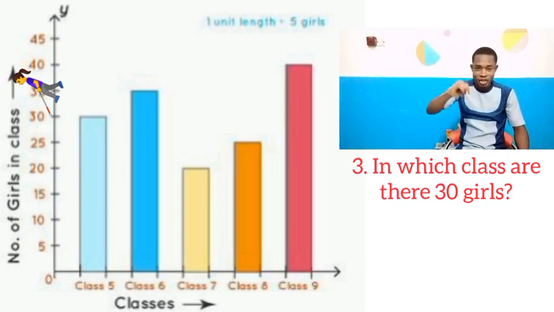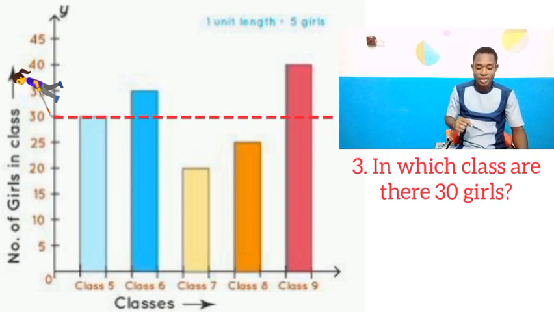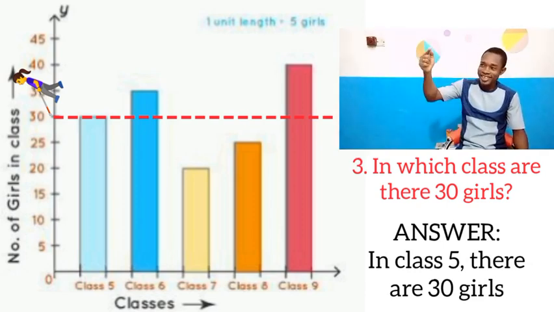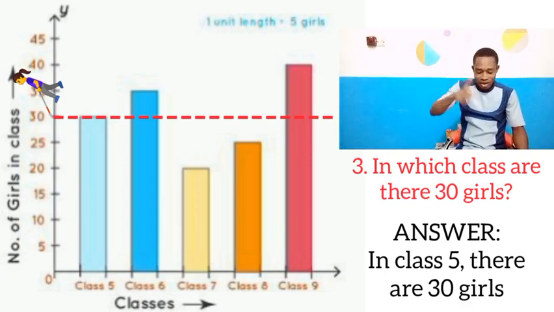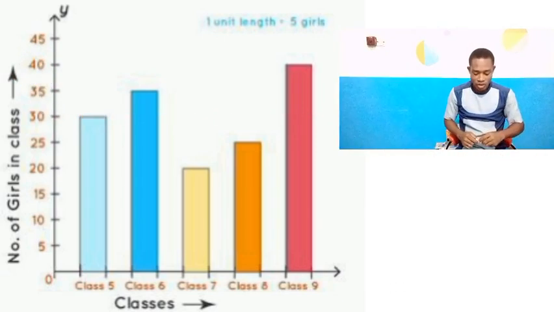Now look at the tracing there. The dotted red line is checking it for us. Now the tracing shows that in class 5 there are 30 girls. Because when you drew that dotted line, it came to the top of the rectangular bar of class 5. So it means that there are 30 girls in class 5. Let's move on to question number 4.